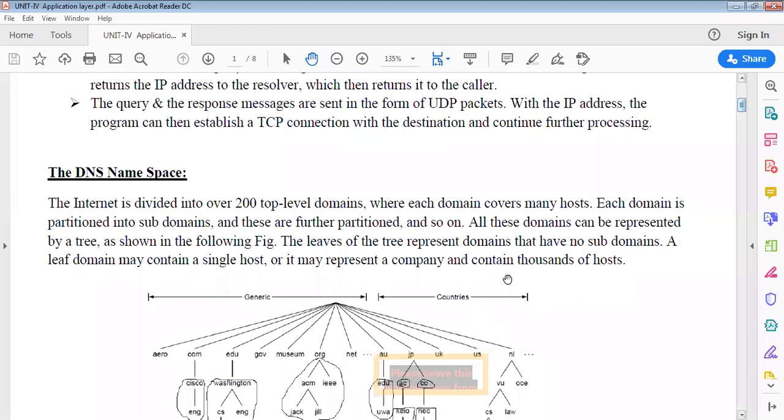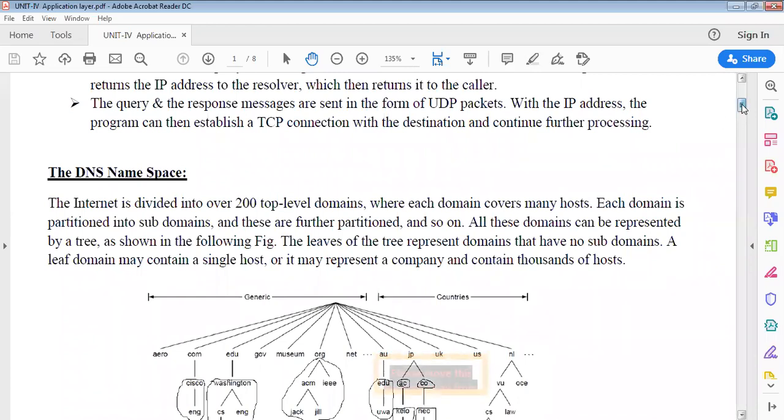Okay. Now let us study the domain namespace. As we already discussed, the internet is divided into over 200 top level domains. It keeps changing, so it is dynamic. We cannot say that it is fixed. And why is the name required? You may have a doubt that we can remember the IP addresses as well. My memory is very strong, I can remember the IP address.